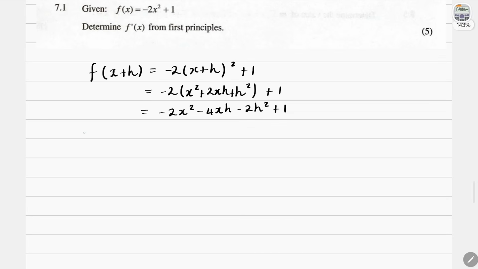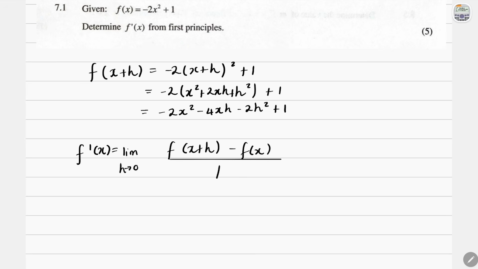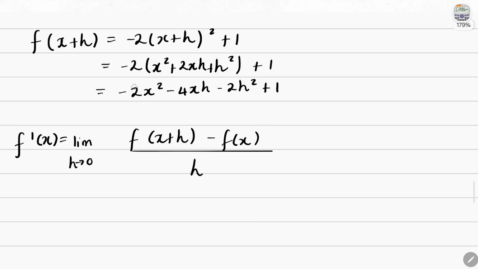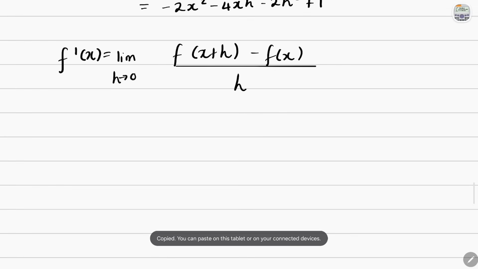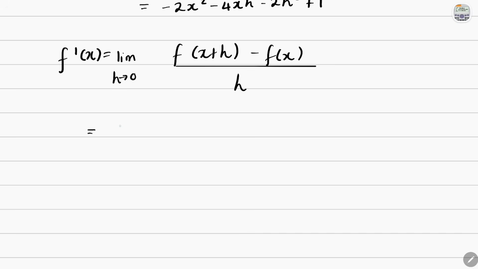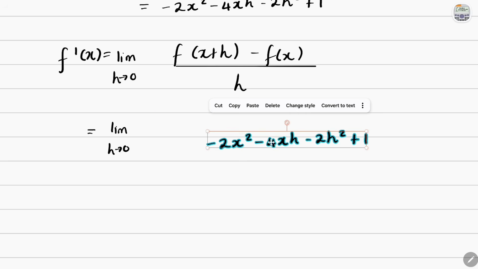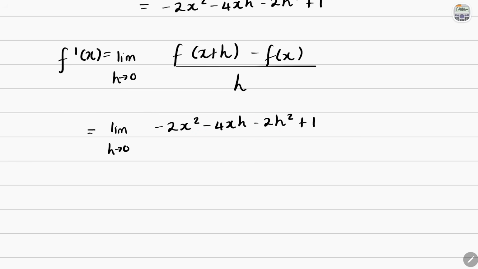Okay, and now deriving this from first principles, we'll use this formula. F prime of x is equal to the limit as h approaches 0. And we're saying f of x plus h, which we just found, minus f of x all over h. Okay, so in place of f of x plus h, we substitute what we have just found. But of course, you still have to say the limit as h approaches 0. So substitute, and we're saying minus f of x.